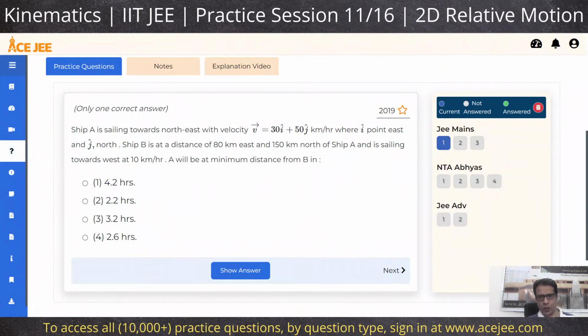Would you guys like me to solve this one? Or you guys are okay?